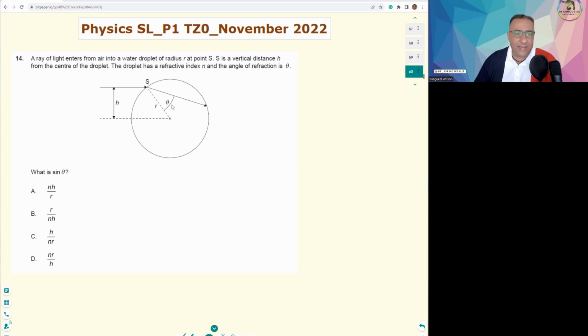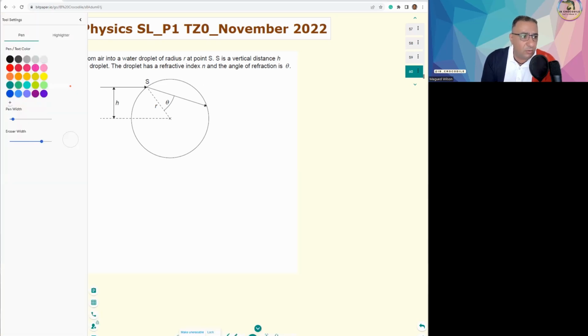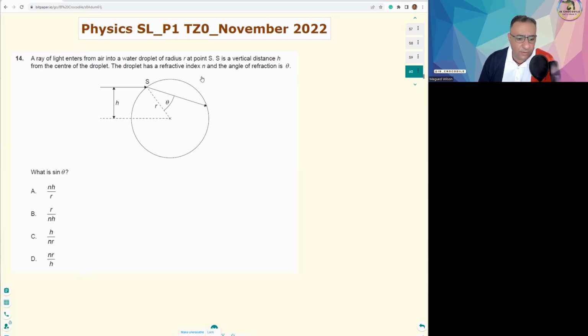Since we see refraction and refractive index, obviously we are going to apply Snell's law. There are two versions of Snell's law. The first version is n1 over n2 is equal to sine theta 2 over sine theta 1. In some booklets they say that, but I prefer sine theta r over sine theta i, where theta r is the angle of refraction and theta i is the angle of incidence. And most likely we are going to use this formula.